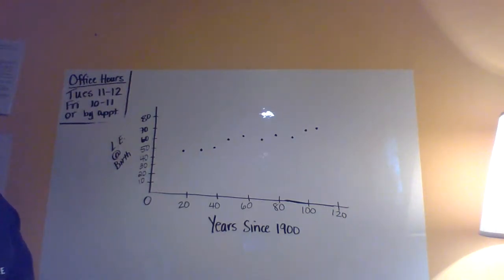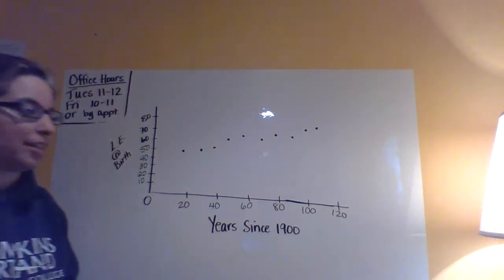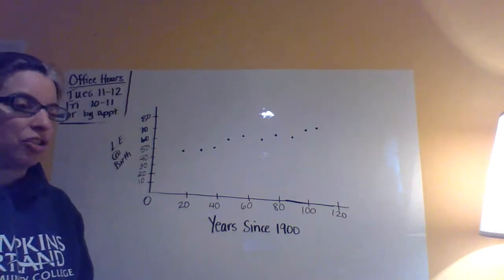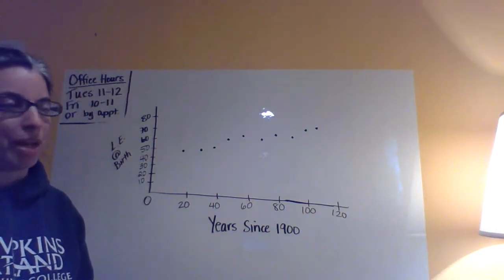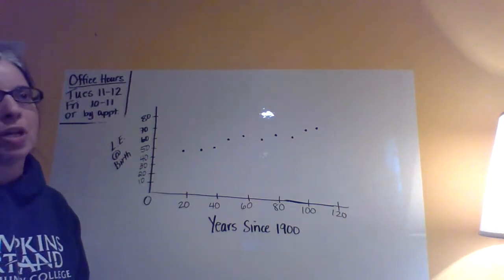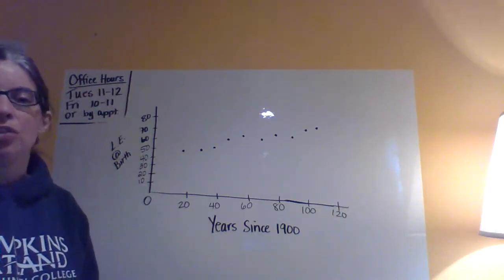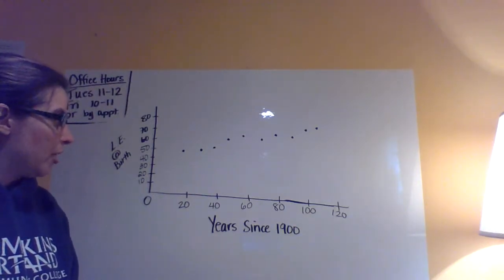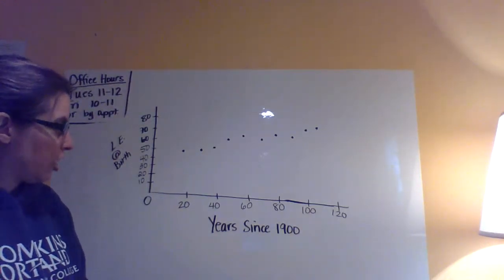Overall, through time, life expectancy has gone up in general because of advances in healthcare, medicines, vaccines, and just general cleanliness. We have running water, we have sewers, things like that. We know more about food safety. So just overall, for all populations, life expectancy has gone up.